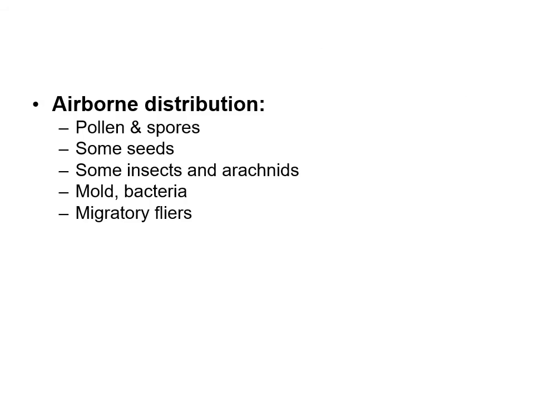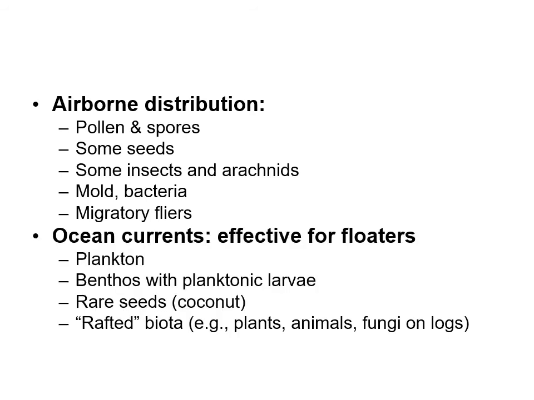And even in these methods, we can break them down even further. Airborne distributions: pollen and spores are distributed by wind. Some seeds are carried by wind. Think of dandelion fluff or milkweed. Those are all seeds. Insects and arachnids are very, very important for plant distributions. Mold and bacteria can also get in the air. Anytime you have allergies, what you're experiencing is pollen and spores and mold and bacteria. And some organisms indeed are just migratory flyers.